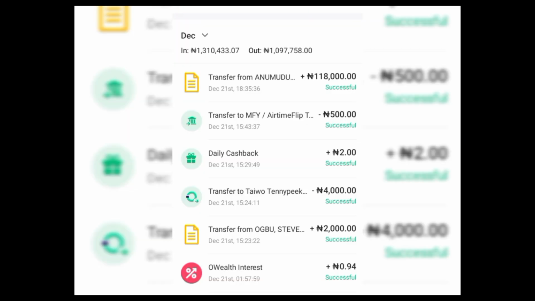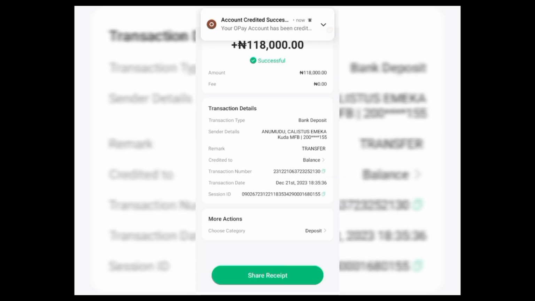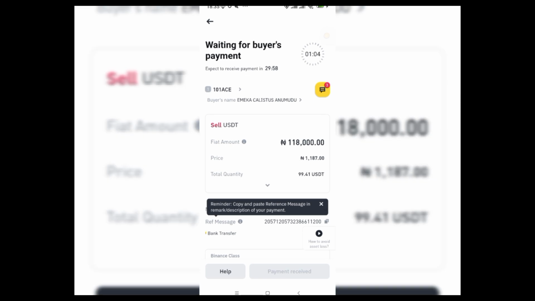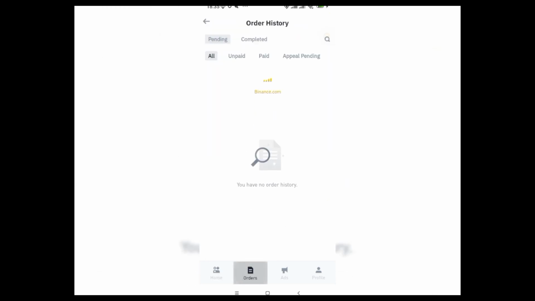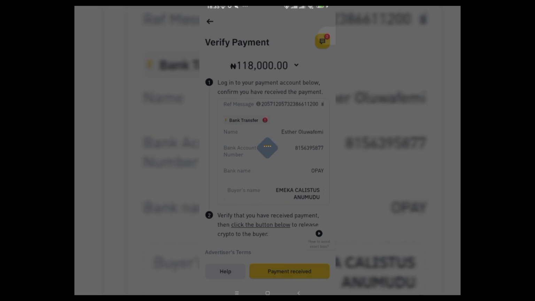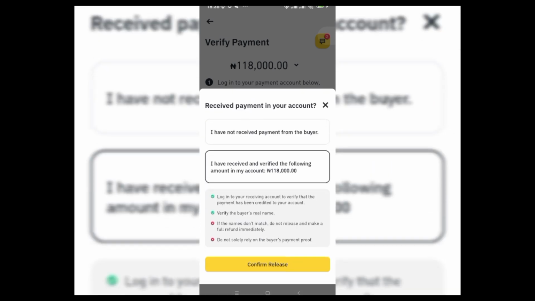I'll just go back to Binance to confirm the payment. So what I have to do is wait for the person to click on his side that he has already sent me the money. After doing that, it's going to show please release. You can see payment received. That means the person has already clicked on that button that he has sent me the money. So after doing that, I'm going to click I have received and verify the following amount in my account.